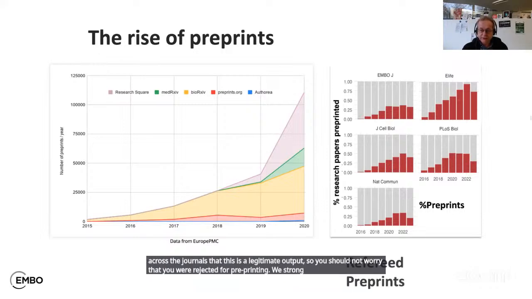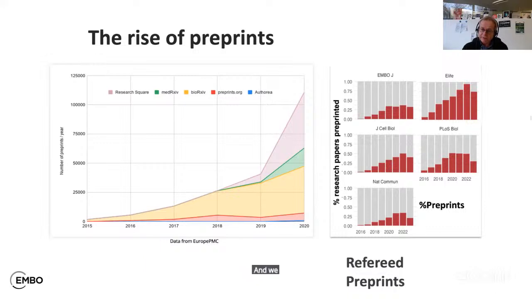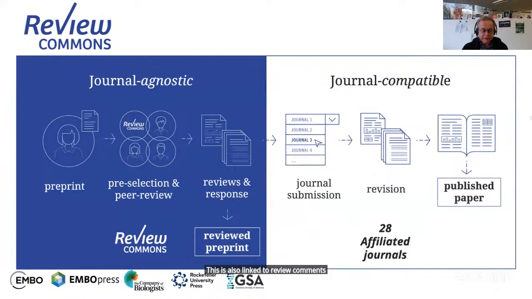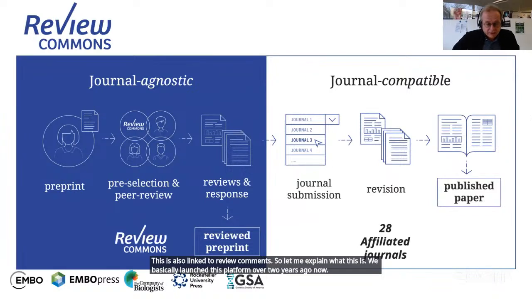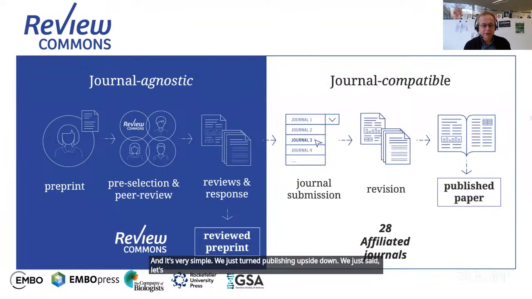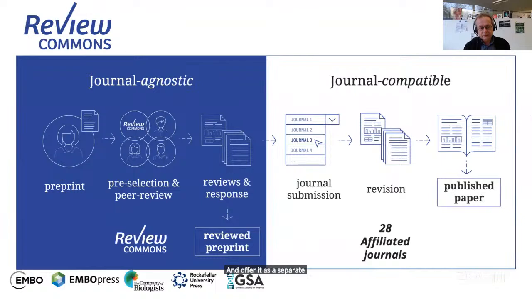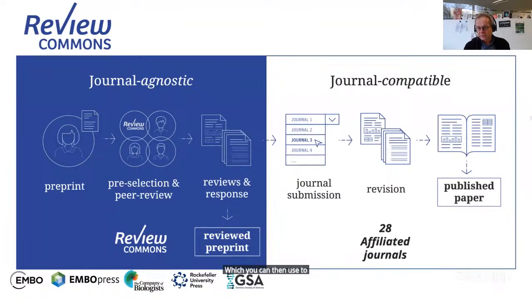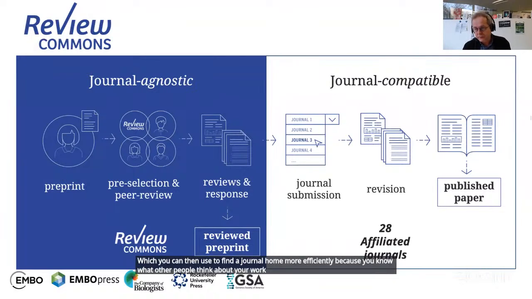We strongly encourage this. And we have this new concept of referee preprint. So what does that mean? This is also linked to review comments, so let me explain what this is. We launched this platform over 2 years ago now, and it's very simple. We just turned publishing upside down. We said, let's dissociate peer review from publishing and offer it as a separate service. So it gives you independent views on your work or preprint, which you can then use to find a journal home more efficiently. Because you know what other people think about your work, you can improve it before submitting.